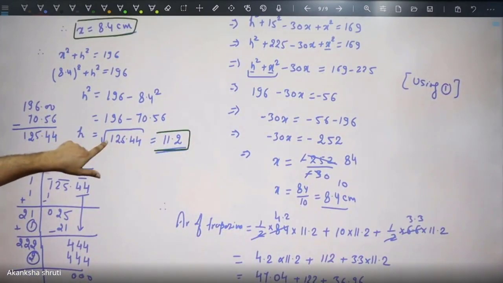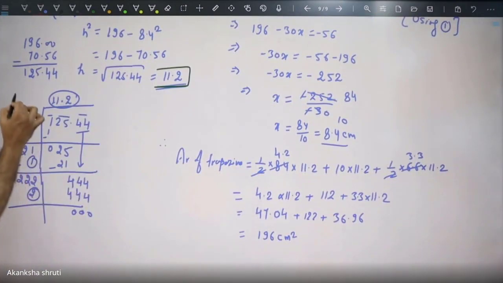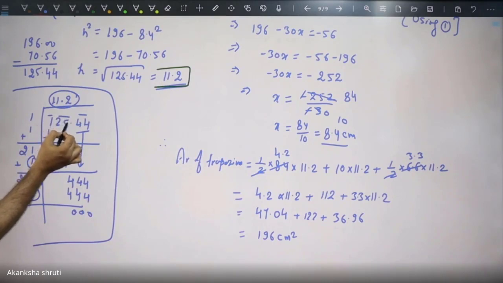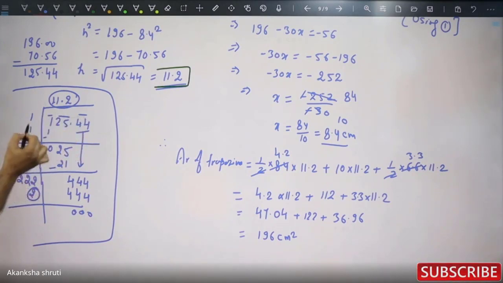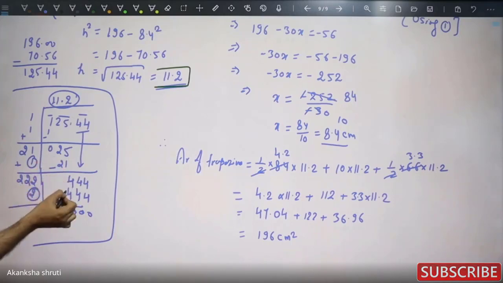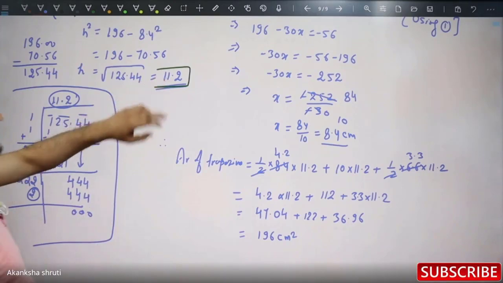So h becomes under root of 125.44. Now we have to take this square root out. For taking this out, we use the division method of finding the square root. This we learned in class 8, where we make pairs from the decimal point on the left-hand side and right-hand side, starting with the leftmost 1. So 1 was okay, then this 25 was copied, then the division rule was applied. Then this 44, after the decimal, we have got 11.2.